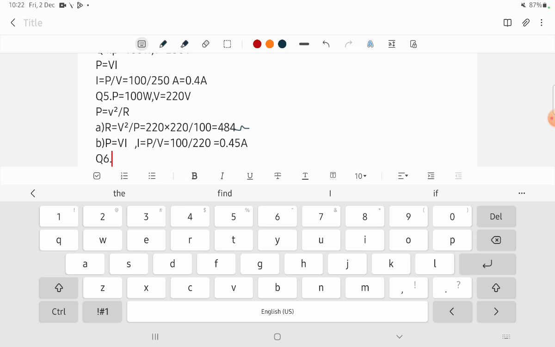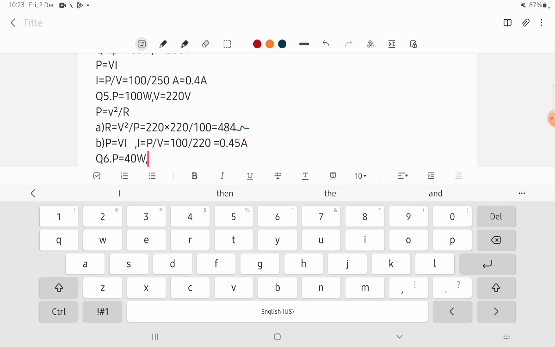A bulb of power 40 watt is used for 12.5 hours each day for 30 days. Calculate the electrical energy consumed. So we will find out by using this formula. See, power given. First write down power given, P equals to 40 watt.